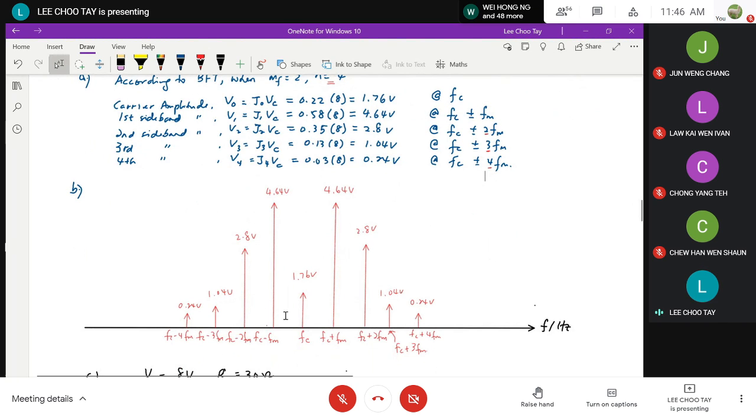So for carrier frequency FC, the amplitude is 1.76. The first sideband is at FC plus FM and FC minus FM. The amplitude is 4.64. And then the second sideband is at FC plus 2 FM and also FC minus 2 FM. The amplitude is 2.8. Then the third sideband amplitude is 1.04 and the fourth sideband is 0.24.